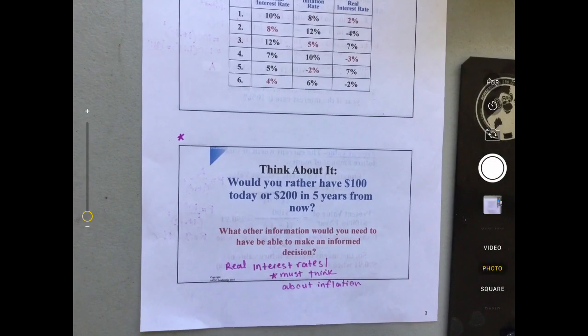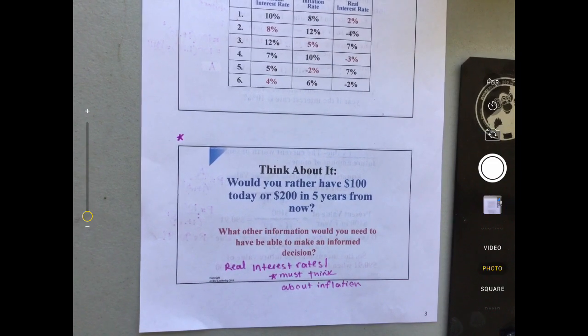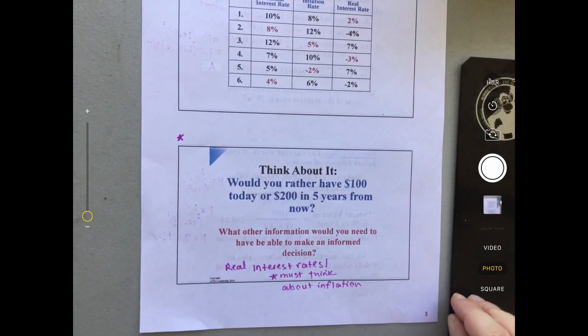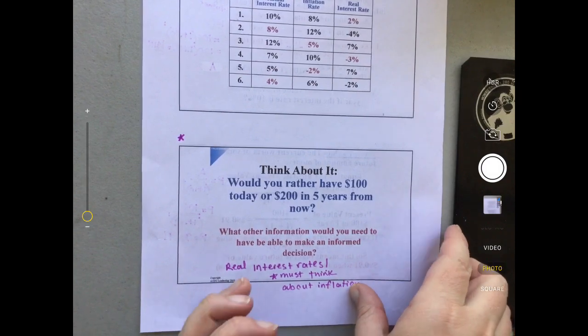All right, let's think about this question. Would you rather have $100 today or $200 in 5 years from now? Well, in order to answer this accurately, you would need to know about the interest rates and about inflation, because we're really focused on the real interest rate, which has to do with the nominal interest rate and inflation. Remember that real is adjusted for inflation.